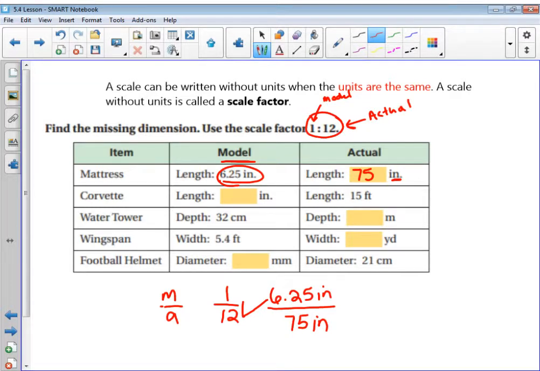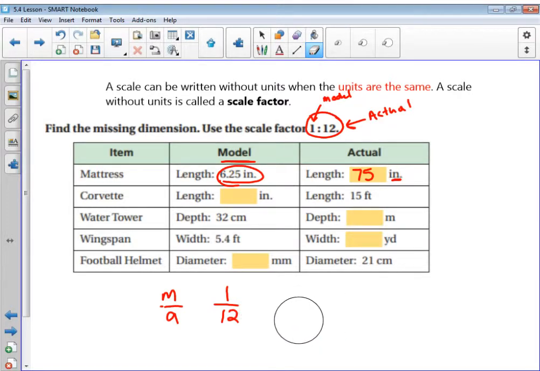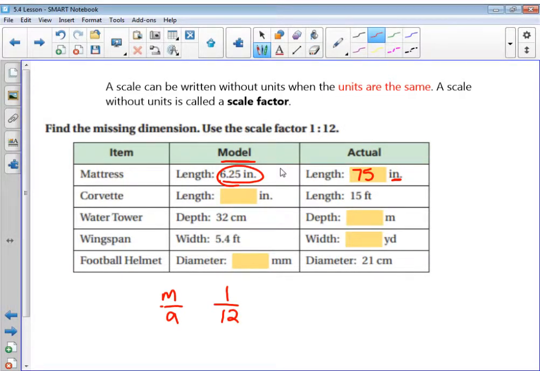Okay, so let's look at the next one. The next one is slightly different. I'm still going to keep that same scale; for all of these, it's the same scale factor. So the next one, we've got a Corvette. The model length is blank inches, so that's what we don't know, and the actual length is 15 feet. So we're going to cross multiply and divide. 15 times 1 is 15, divided by 12 gives me 1.25.